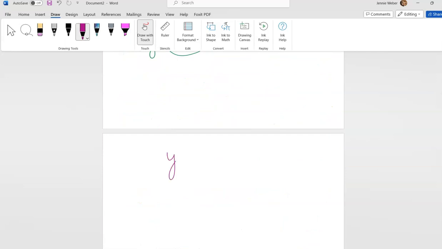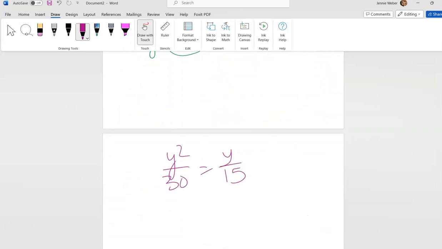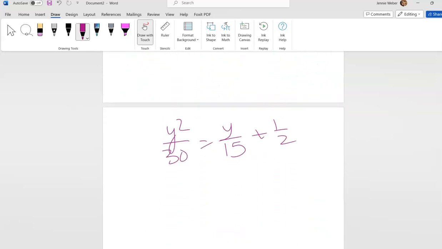So my original equation was y squared divided by 30 equals y divided by 15, I think. I don't remember. Plus 1/2. So let's just pick one of these to do. So I'm going to do the 5. So 5 squared is 25 over 30. 5 over 15 plus 1/2.